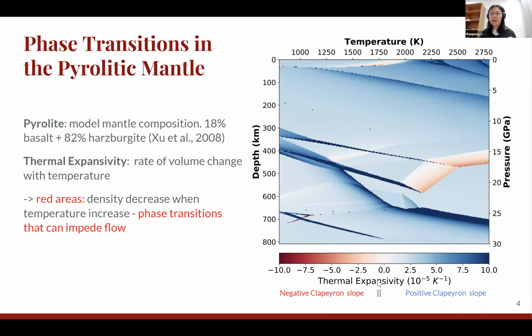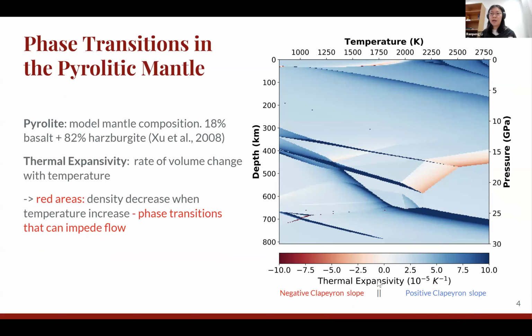And I would like to draw your attention to this phase transition here. That's the transition from ringwoodite to bridgmanite, garnet plus ferropericlase. This transition has negative Clapeyron slope, so it can potentially impede mantle flow and cause layering. And as we are plotting the different mantle adiabats on this diagram, we can see that this phase transition would only exist in the mantle that is hotter than today's Earth, like 1800, 1900 Kelvin.